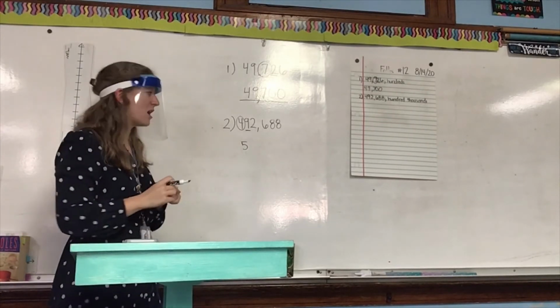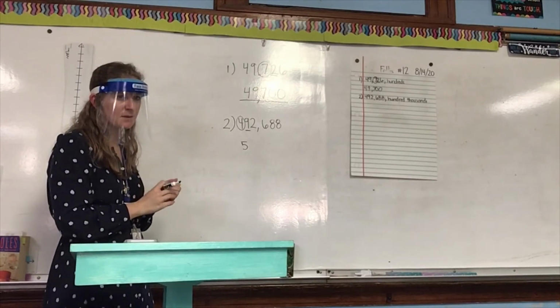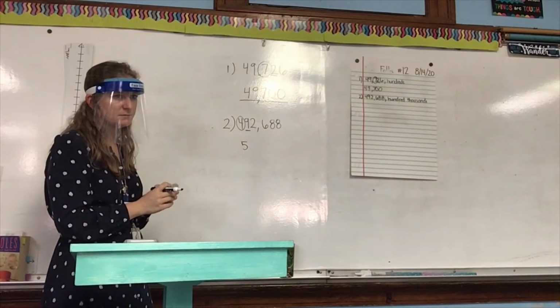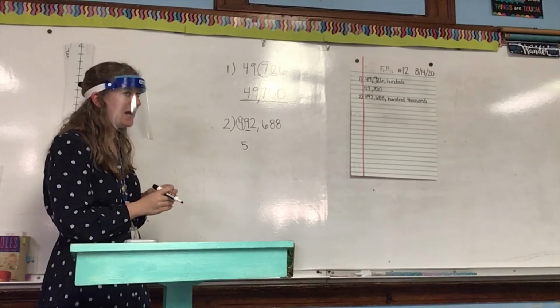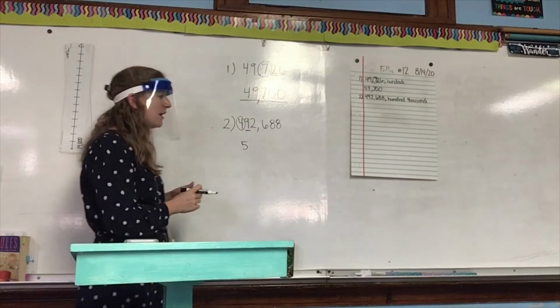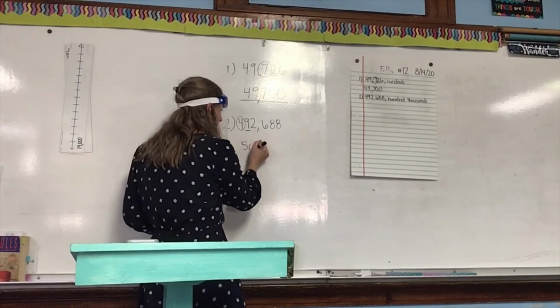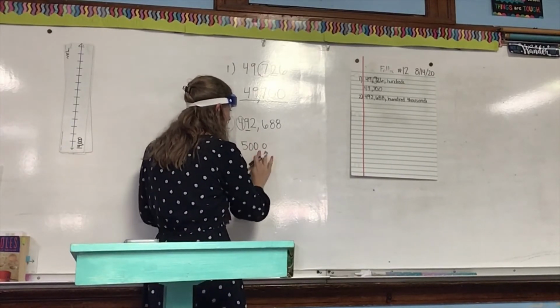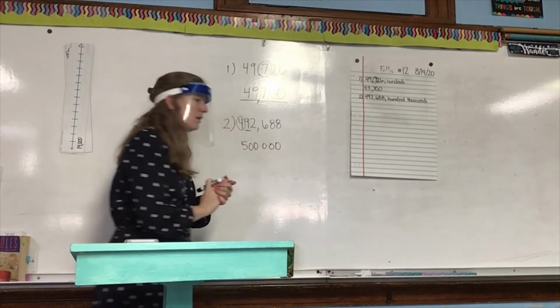Okay, our circle digit has become a 5, so now step 4. Replace all digits after the circle digit with zeros. How many digits do I have after the circle digit? 5. So how many zeros are going to be at the end of my number? 5. Let's wait till the end to do our comma. 1, 2, 3, 4, 5.